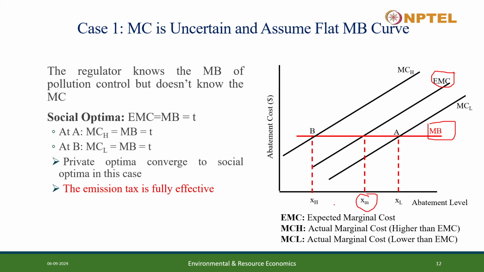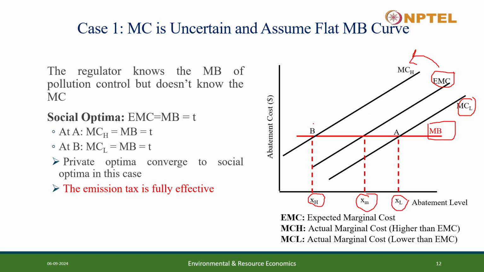So in this case, let's say that a marginal cost is higher than expected marginal cost, then the level of abatement will be XH, right? And in the second case, if marginal cost is lower than the expected marginal cost, then the level of abatement will be XL. So XH and XL are for the case where marginal cost is higher or lower than the expected value which the regulator has estimated.